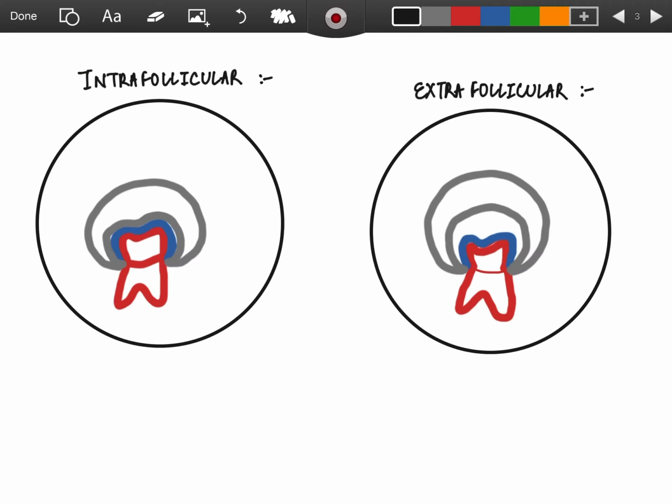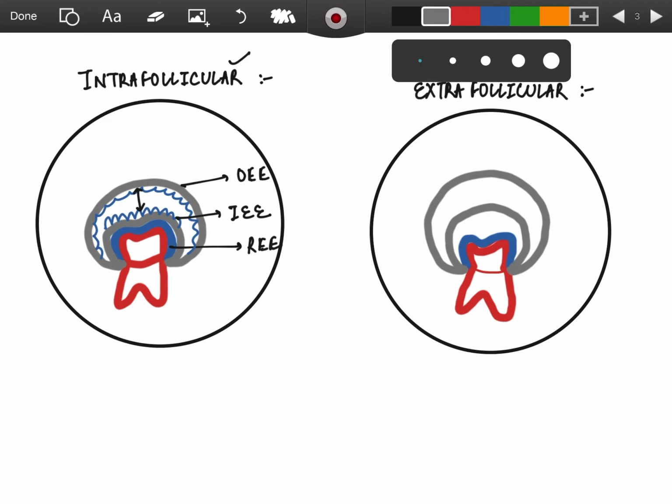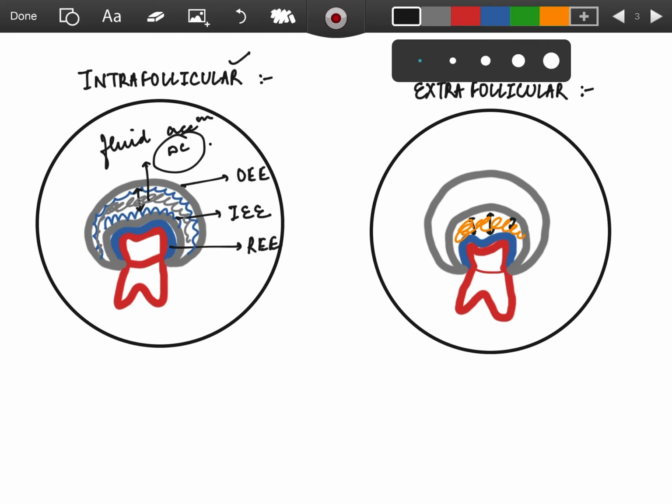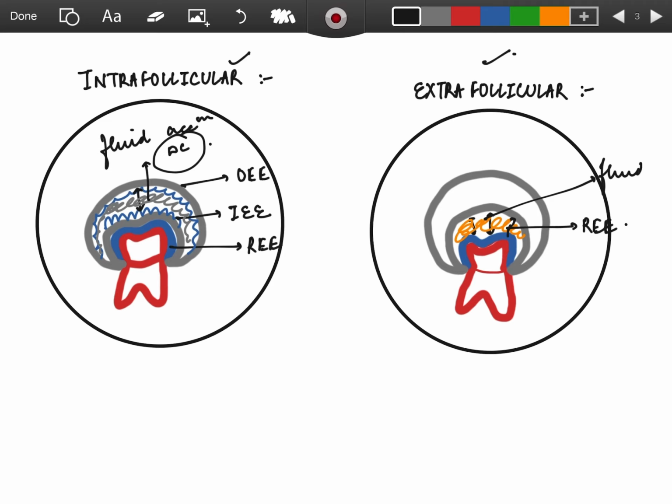This will determine whether the dentigerous cyst is of intrafollicular or extrafollicular origin. This blue line is the reduced enamel epithelium. This is the outer enamel epithelium composed of low cuboidal cells, and these tall ameloblast-like cells compose the inner enamel epithelium. If the fluid accumulates between these two layers, we call it the intrafollicular type of dentigerous cyst. If the fluid accumulates between the reduced enamel epithelium and the dental follicle, we call it the extrafollicular origin of dentigerous cyst.